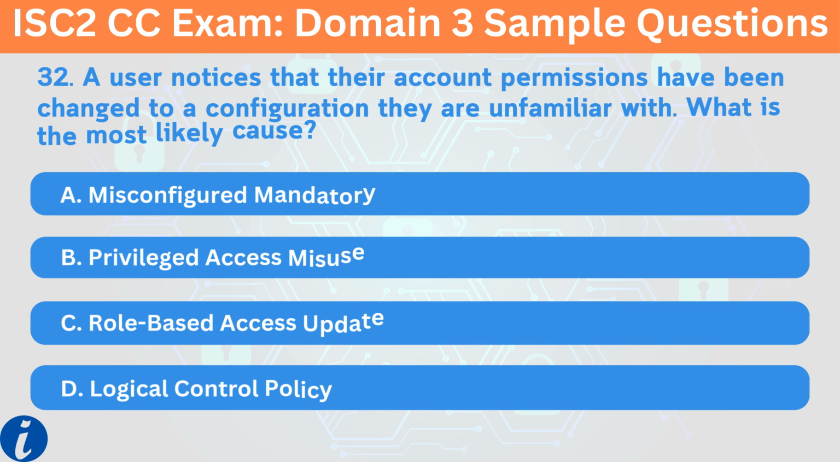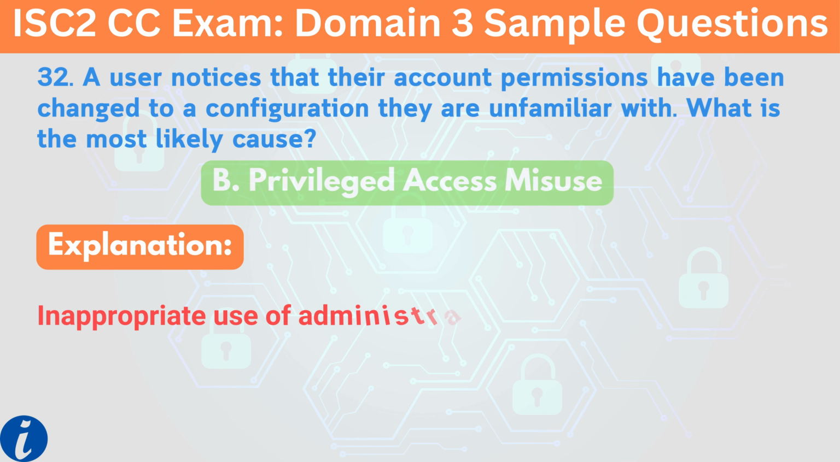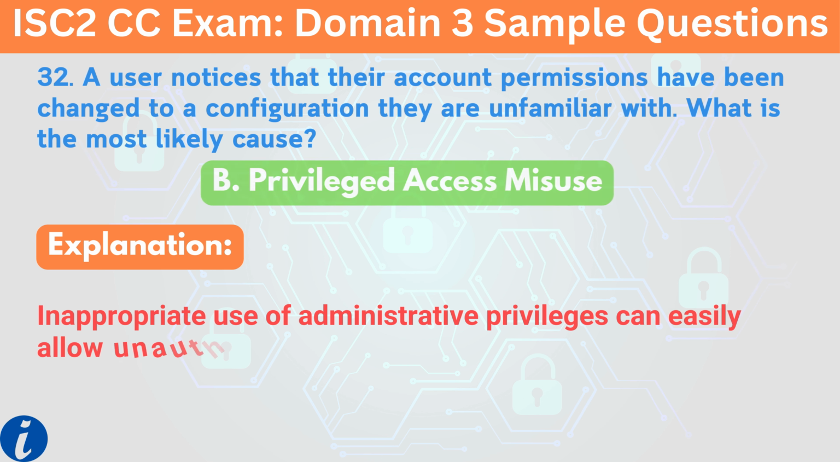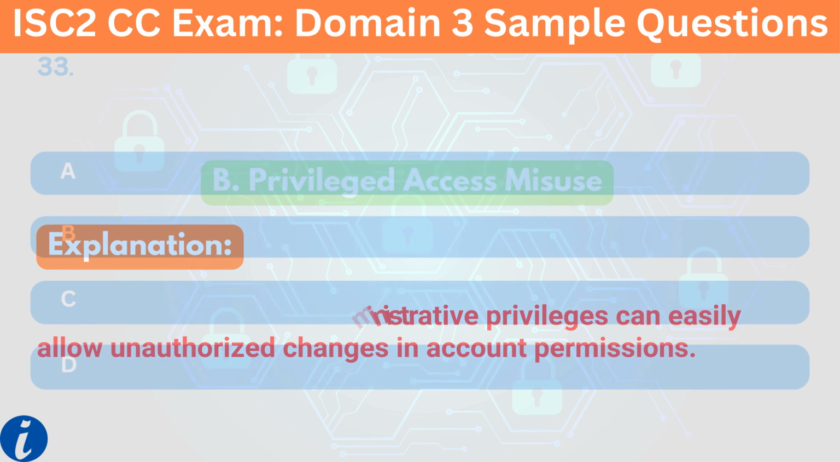32. A user notices that their account permissions have been changed to a configuration they are unfamiliar with. What is the most likely cause? A. Misconfigured mandatory access control. B. Privileged access misuse. C. Role-based access update. D. Logical control policy. The correct answer is B. Privileged access misuse. Explanation. Inappropriate use of administrative privileges can easily allow unauthorized changes in account permissions.